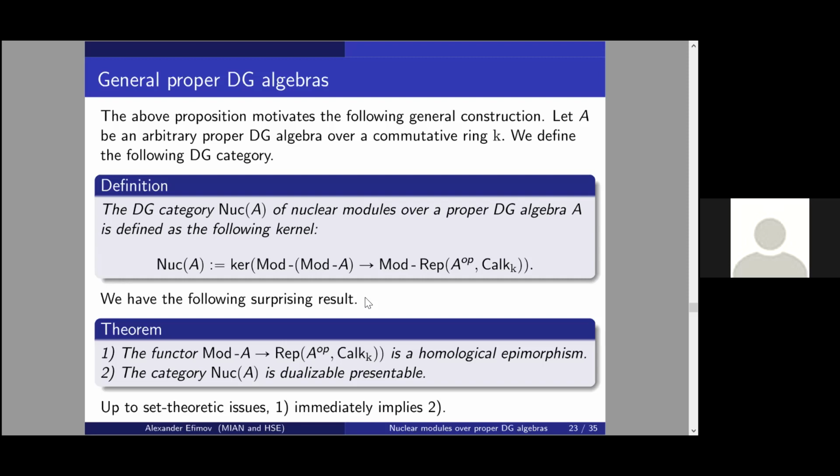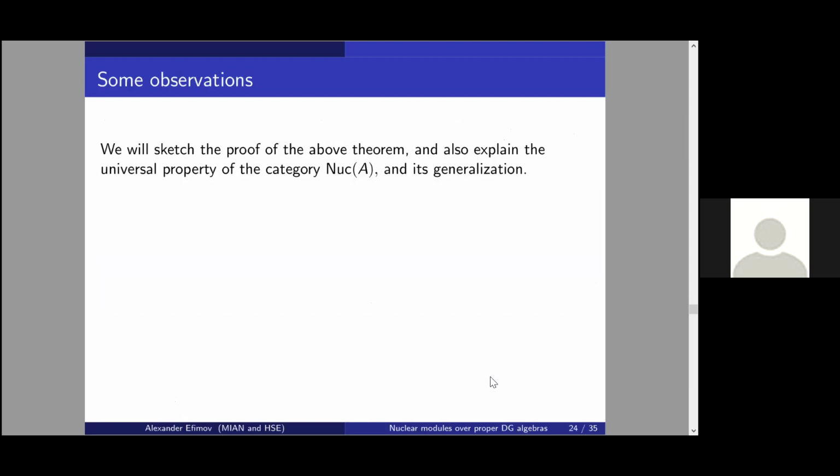So I will try to explain why this actually works and what the relevant computation is, which is quite non-trivial, and what the universal property of this category is. So why it gives an answer to a naive question. I will sketch the proof, explain the universal property, and also a generalization of this category. It's a special case of an even more general construction.